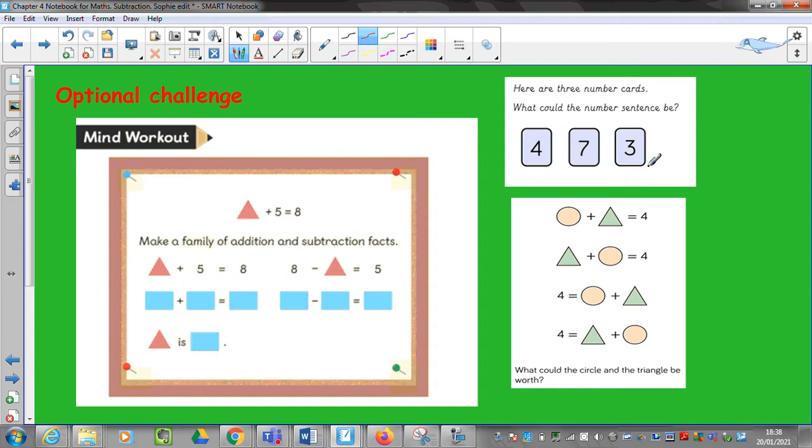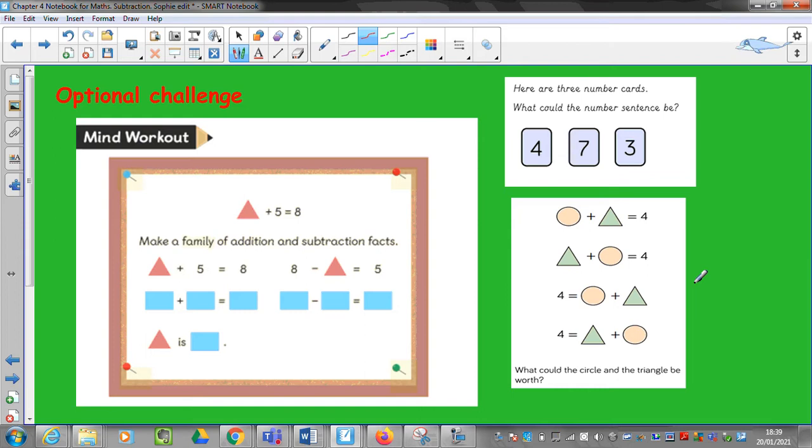There are some more cards over here. It says here are 3 number cards. What could the number sentence be? Now there are 4 possible options. And here, this is even more algebra. It says, what could the circle and the triangle be worth? They need to add up to 4, and the circle stays the same for all of these number sentences, so does the triangle. And look, they are all addition number sentences.